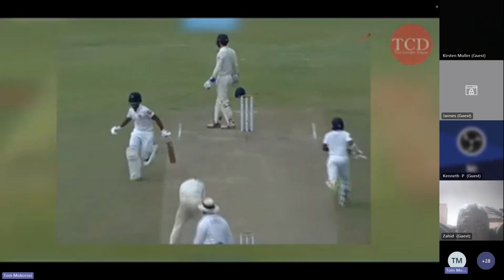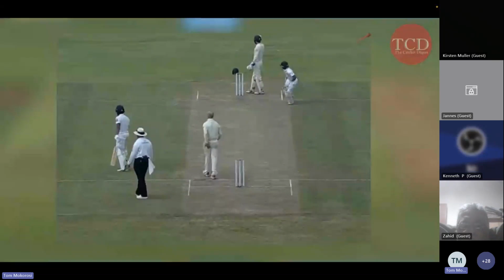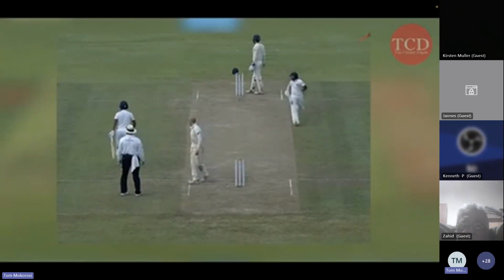But in Roshan Silva's case, he was not trying to gain any unfair advantage. But since he did not make any effort to complete the first run, it was ruled deliberate short run.